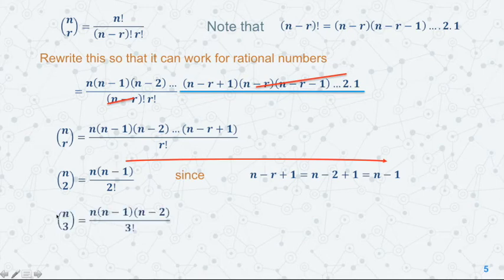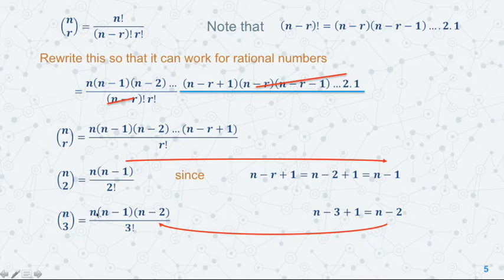Now let's try that for n taken 3. We know that n taken 3 is n times n minus 1 times n minus 2 over 3 factorial. So if you use this formula, we have to stop at n minus r plus 1. So for this n taken 3, what is our n minus r plus 1? r is actually 3. So n minus 3 plus 1, negative 3 plus 1 is negative 2, so n minus 2. That means we have to stop at n minus 2.